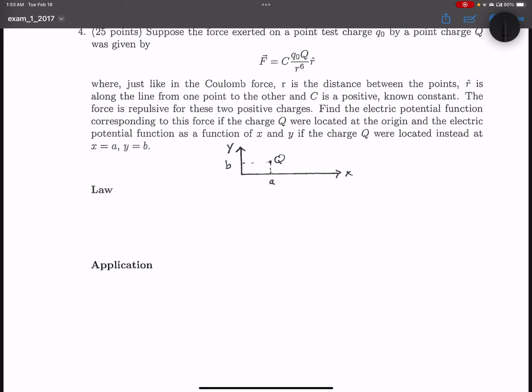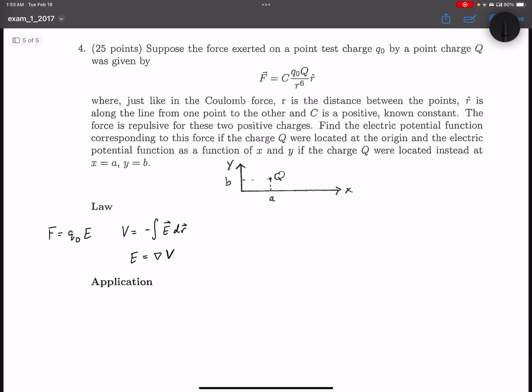So a couple of concepts we have. We have F equals Q naught E, and we're also using V equals the negative integral of the electric field. And then of course the inverse of that is E equals the negative gradient of V, so you take negative partial derivatives. That's not necessarily important for this question, but it is a concept that is synonymous with this.